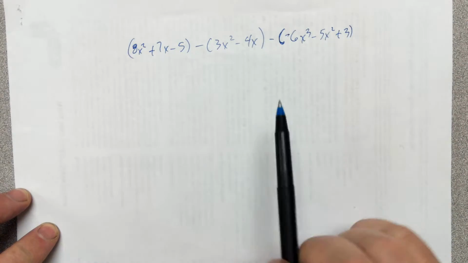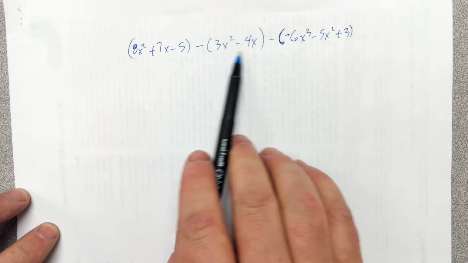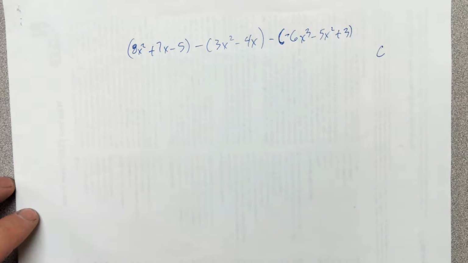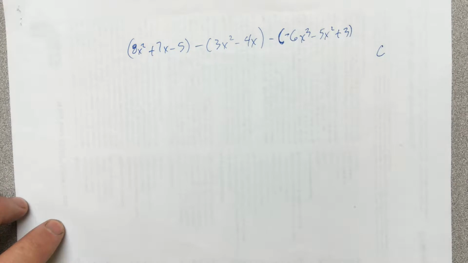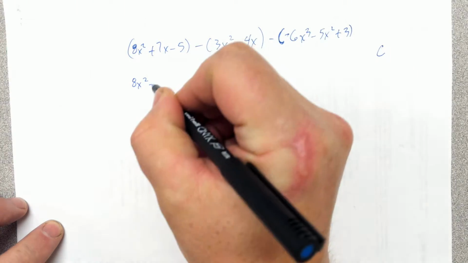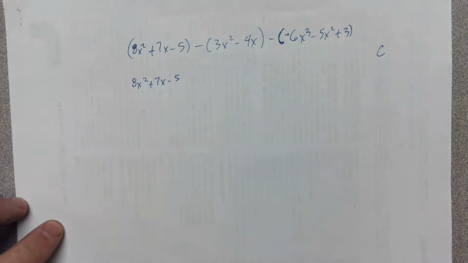Okay, Alex. The first thing we need to do is get rid of all these parentheses so that we can combine like terms. Yep, that's what we've got to do. This one you can: 8x squared plus 7x minus 5, no problem.